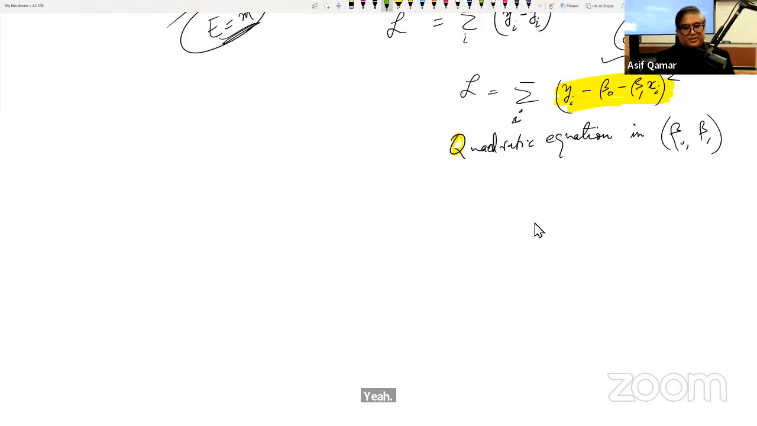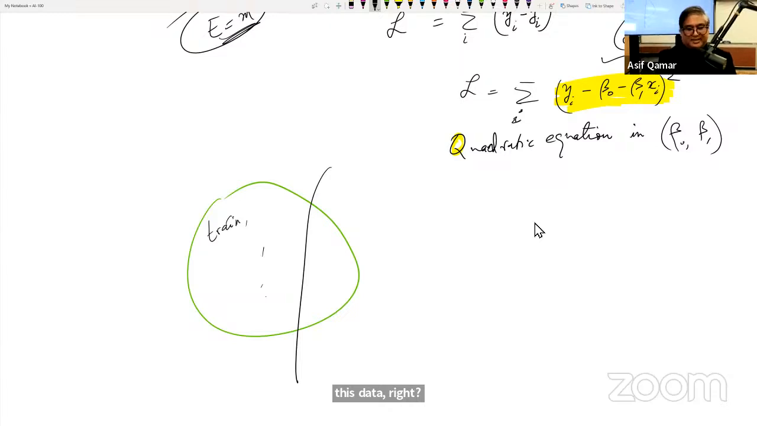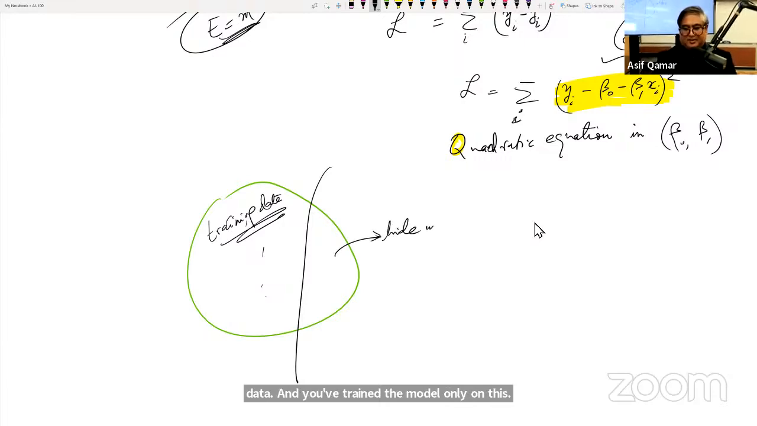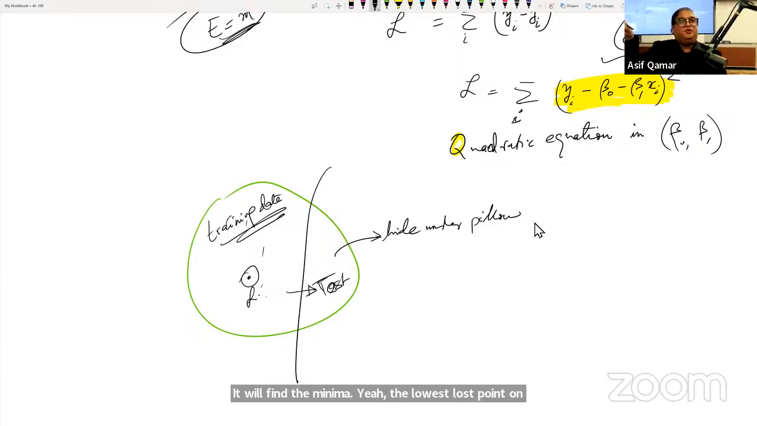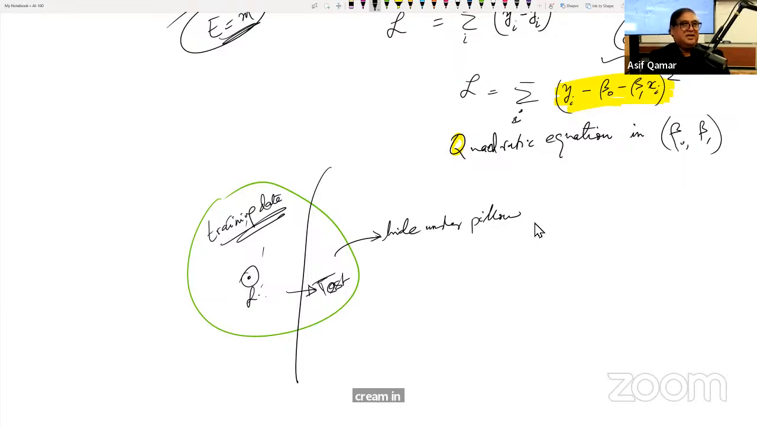Yes, you're right. And then what you do in reality is, suppose you have all of this data, you partition the data. You call one part the training data, and you train the model only on this. This becomes the past data. This you hide under the pillow, and you call it the test data. When you're modeling, you don't show it to the model. It will find the minima, the lowest loss point on the historic data. Then you want to make sure that the test data is the proxy for the future, and it had better have the lowest loss for that test data. And also, in the next few days, when you sell ice cream in the future, it should have the lowest loss, or lowest discrepancy between prediction and reality.